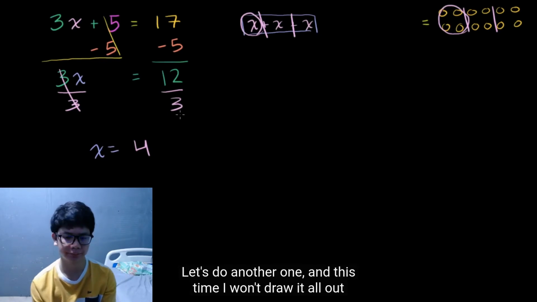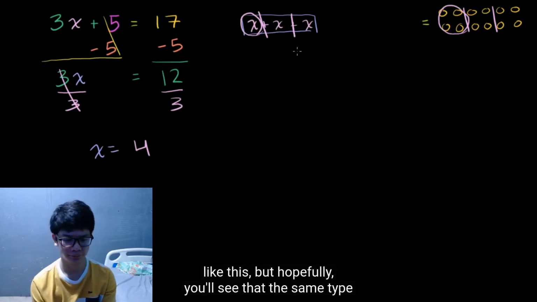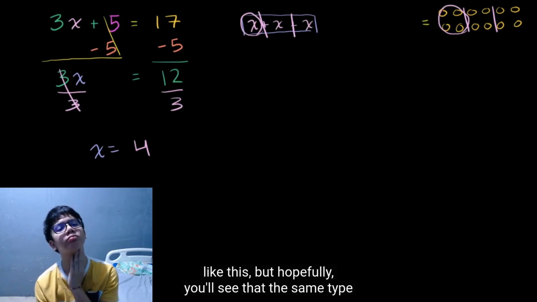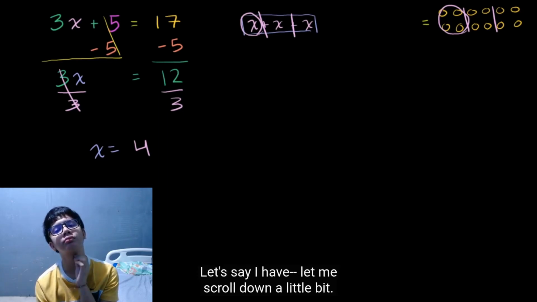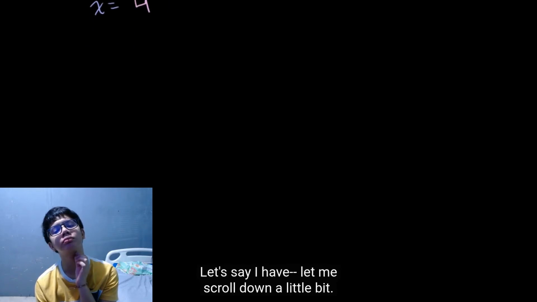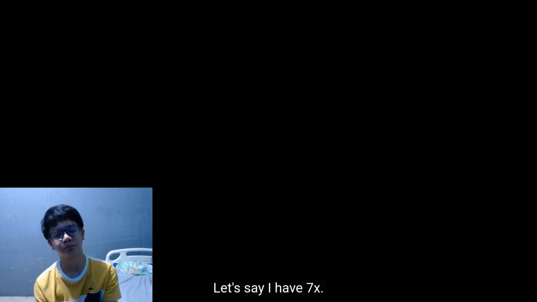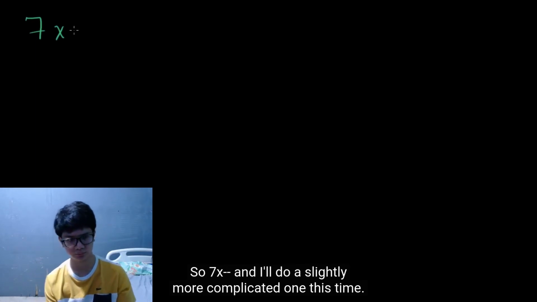Let's do another one. And this time I won't draw it all out like this, but hopefully you'll see that the same type of processes are involved. Let's say I have, let me scroll down a little bit. Let's say I have 7x. I'll do a slightly more complicated one this time.